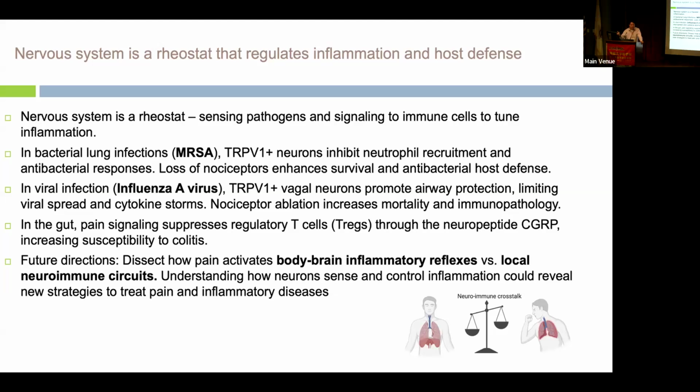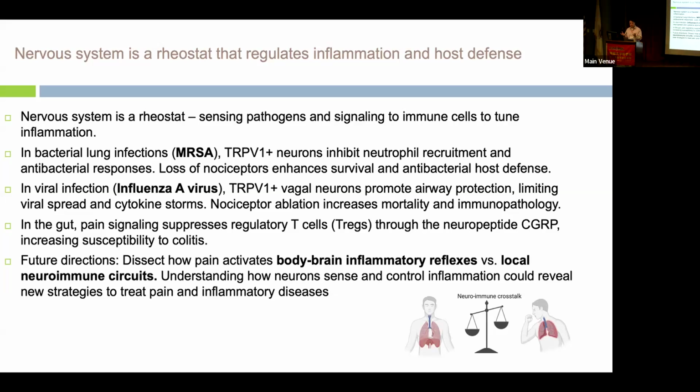So in bacterial lung infections, this same neutrophil control is bad because those neutrophils are needed to kill off the bacteria. Sorry, if you get rid of neurons, you get a better outcome of infection. But with viral infection, these neurons suppress viral-induced inflammation, cytokine production. And I think there's still a lot of questions of how the mechanisms work. So is this through a body-brain axis, or is this through local neuroimmune control?